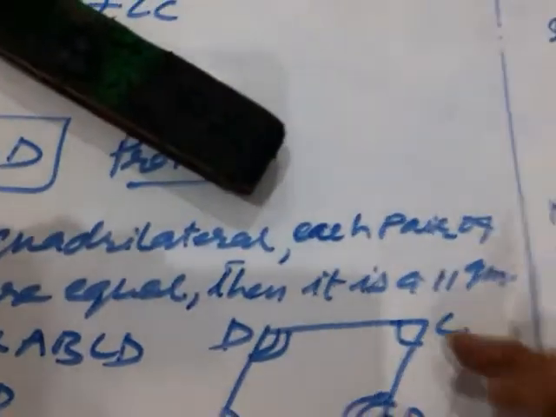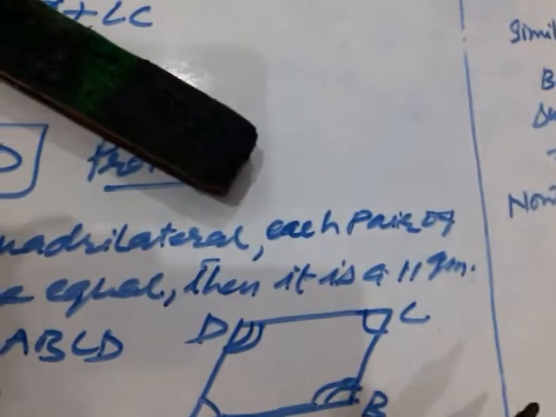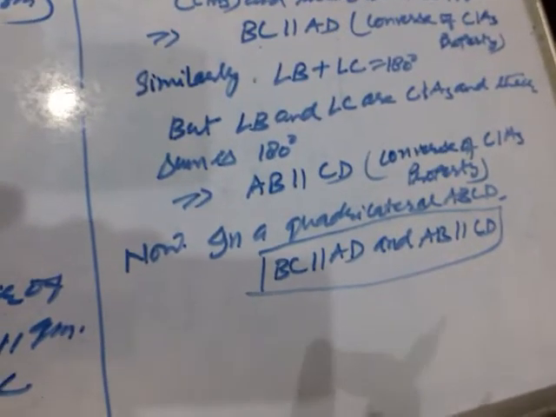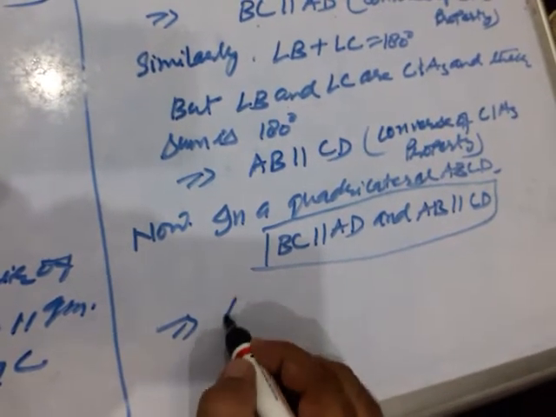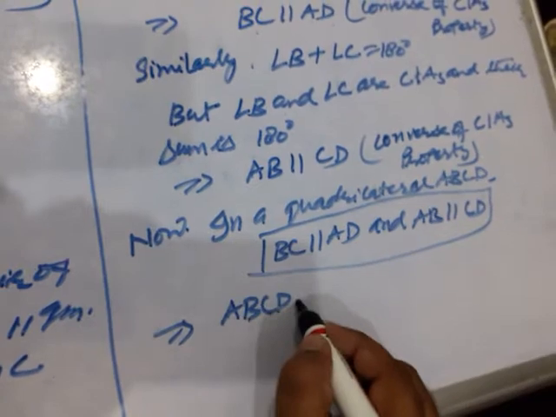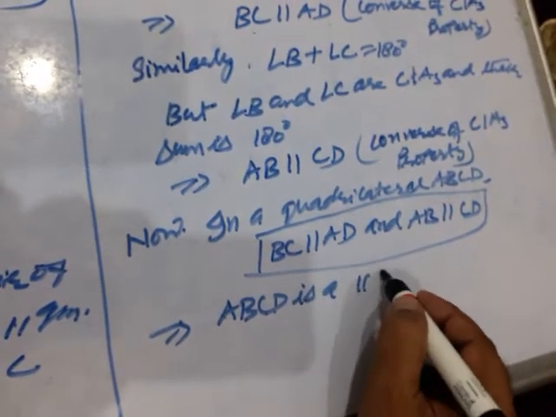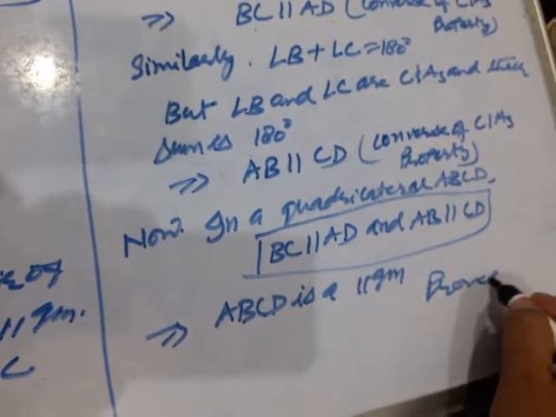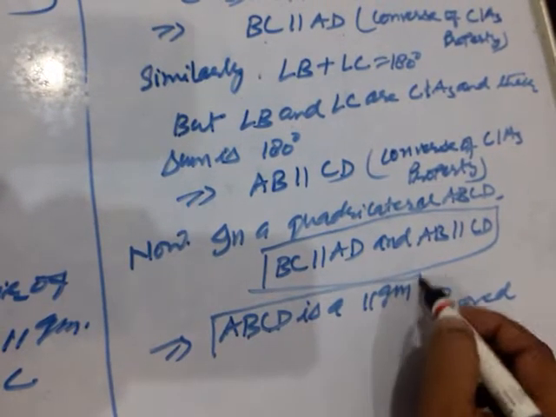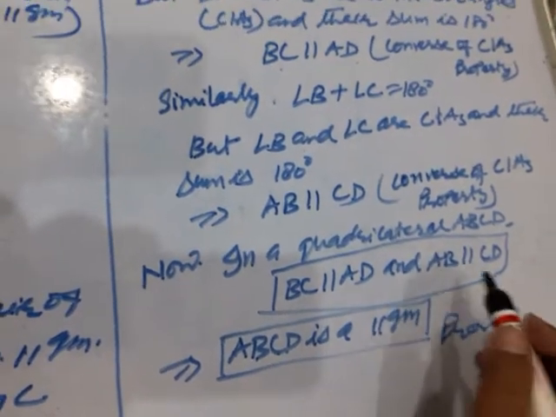BC is parallel to AD and AB is parallel to CD means both the pairs of opposite sides are parallel. This implies that ABCD is a parallelogram, and that is what we have to prove. Okay children, ABCD is a parallelogram because both the pairs of opposite sides are parallel.